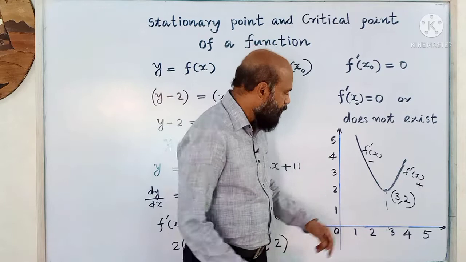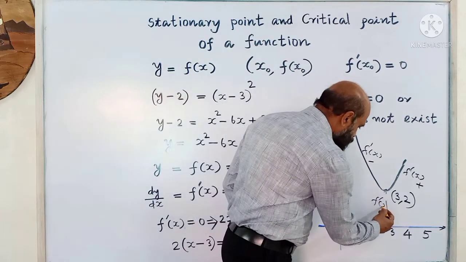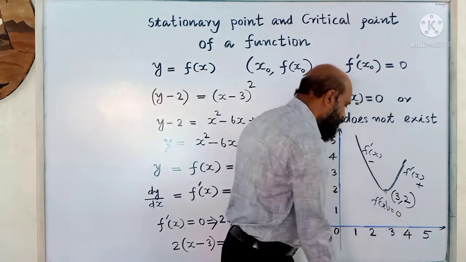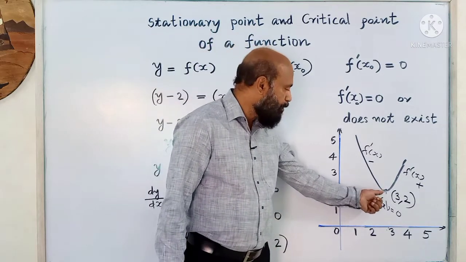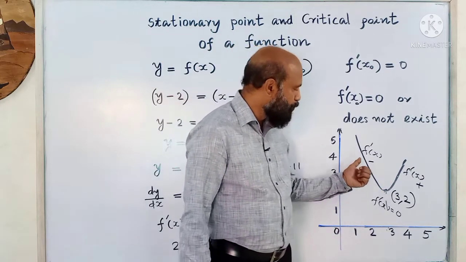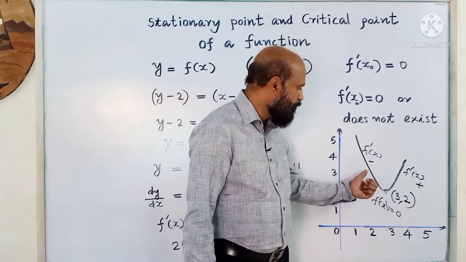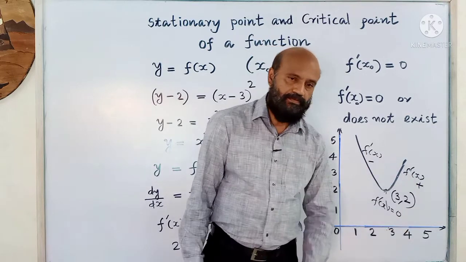So here the first derivative is 0, so it's a stationary point. To find the maxima and minima, this idea will be useful. Here the first derivative is changing from negative to positive.